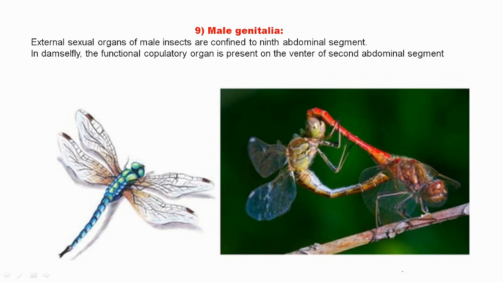Next, male genitalia, the external sexual organ of the male insect. The external sexual organs of the male insect are confined to the ventral side of the ninth abdominal segment. But in the case of damselfly, the functional copulatory male organ is present on the ventral side of the second abdominal segment.